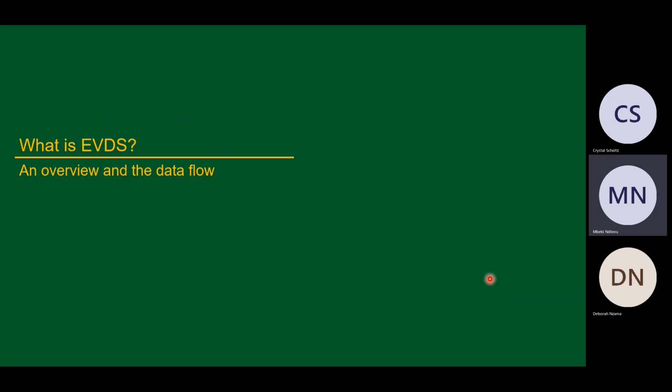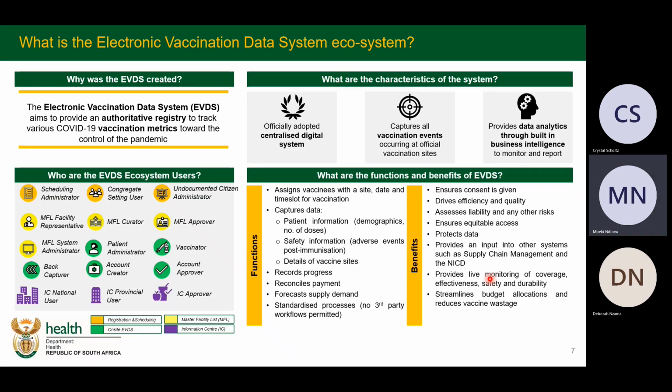Now, the starting point for us is for everybody to understand what EVDS is about, and it's always a good thing to give a background so that everyone understands what makes up EVDS. Now, what is EVDS? EVDS is an acronym for Electronic Vaccination Data System. The EVDS aims to provide an authoritative registry to track various COVID-19 vaccination metrics towards the control of the pandemic.